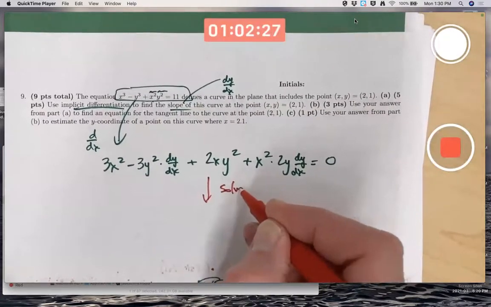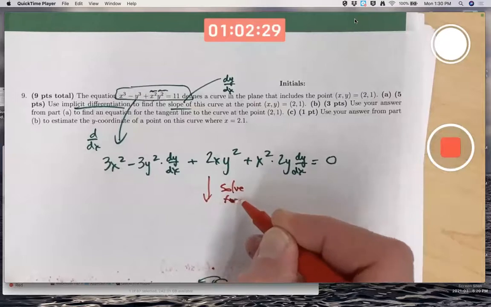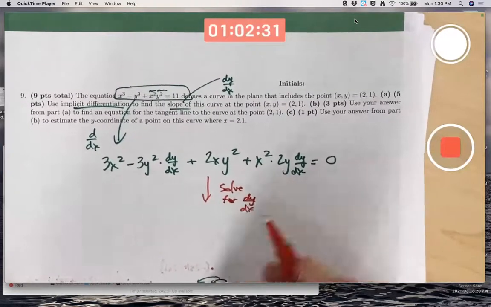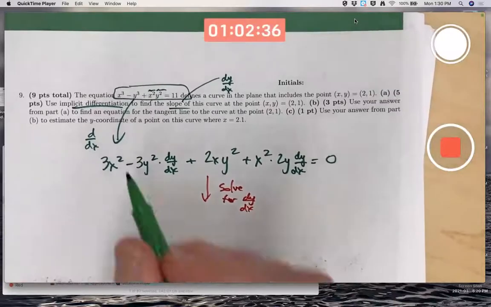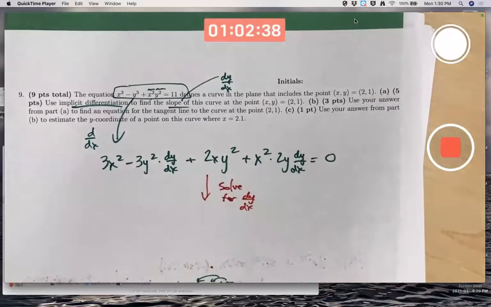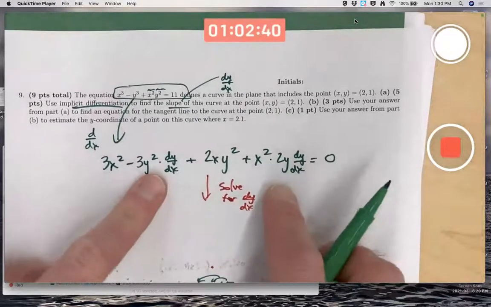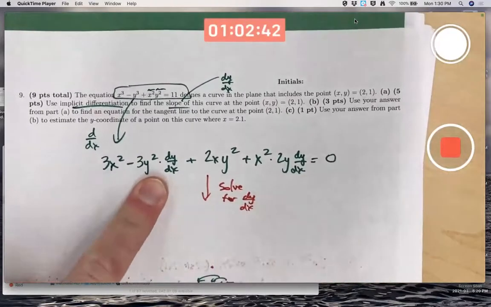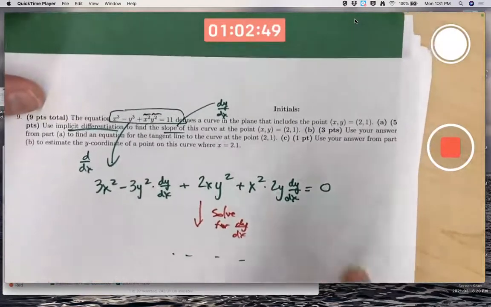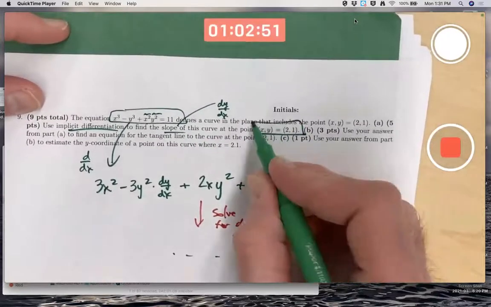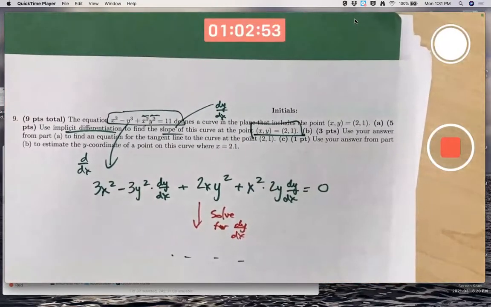Solve for dy/dx here. It's an algebra problem now. You'd have to subtract 3x squared from both sides, subtract 2xy squared from both sides. With the dy/dx terms on the left side, you'd have to factor out a dy/dx before dividing. You'd want to solve for dy/dx, and to find the slope, you'd want to plug in this point, x equals 2, y equals 1, to get a number for the slope and an equation for the tangent line.